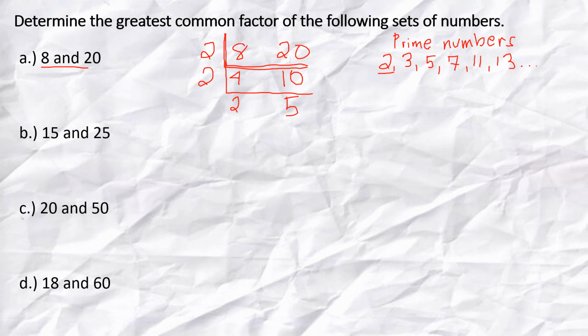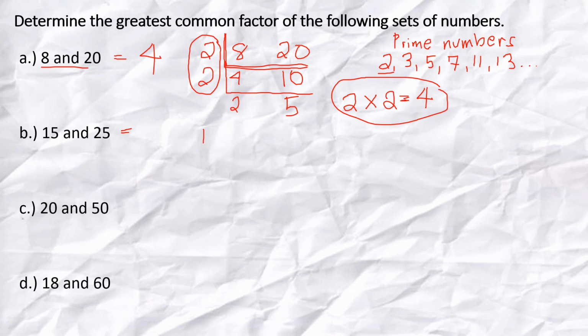Do not stop until the given numbers do not have a common factor anymore. Since 2 and 5 don't have any common factor other than 1, we can now stop here. Now, since we're done, get all the divisors that you used, in this case 2 and 2, and then get their product. So 2 times 2, that is 4. Therefore, the GCF of 8 and 20 is 4.